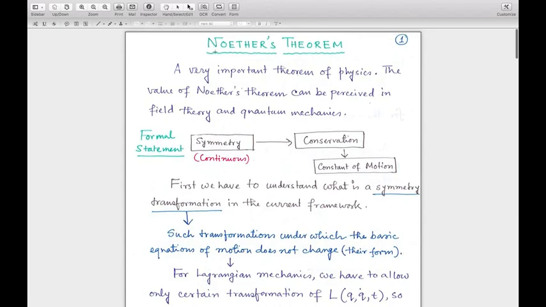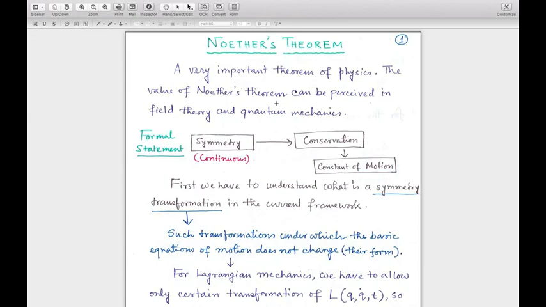Noether's theorem was first derived, or rather proved, by the German mathematician, female mathematician Amalie Noether. Okay, she proved it, as far as I remember, in the year 1915, but could finally publish it in a journal by 1918, so almost 3 years after the derivation or the proof.